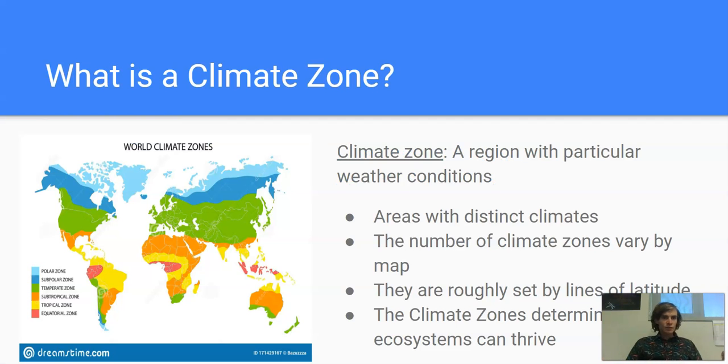Well, if you look at this map over here on the left, you'll see that this is not a map of countries and continents, it's a map of climate zones. And a climate zone is a region that has particular weather conditions that have been stable over time.